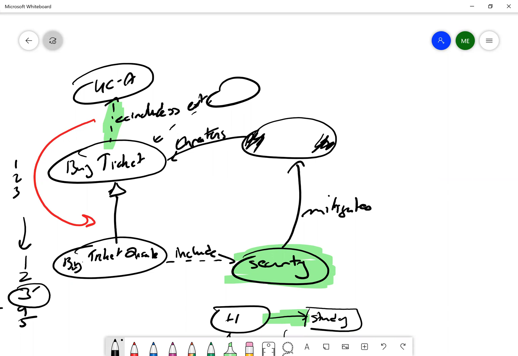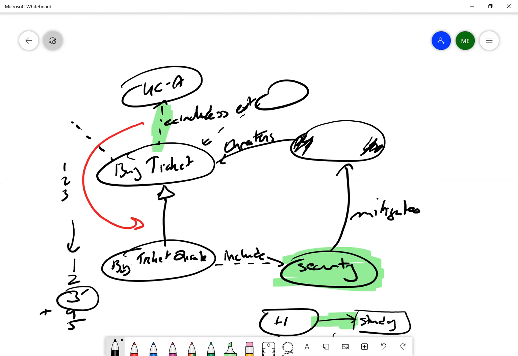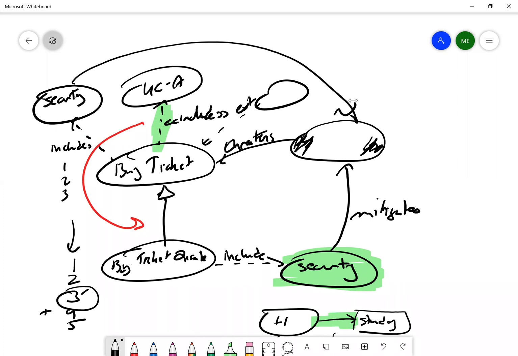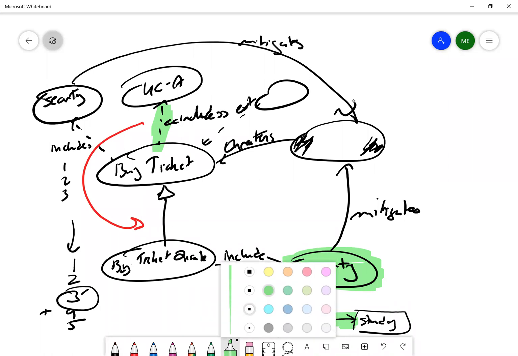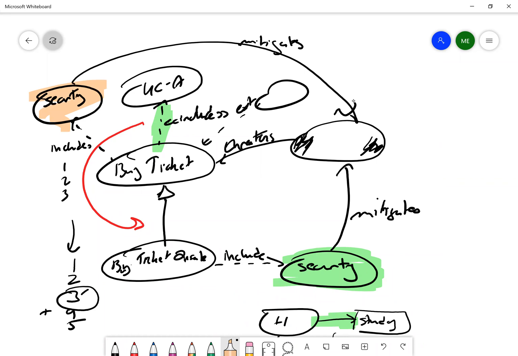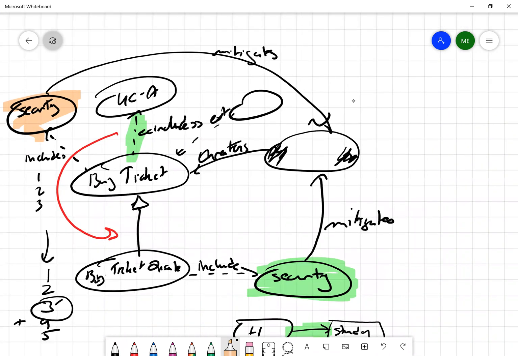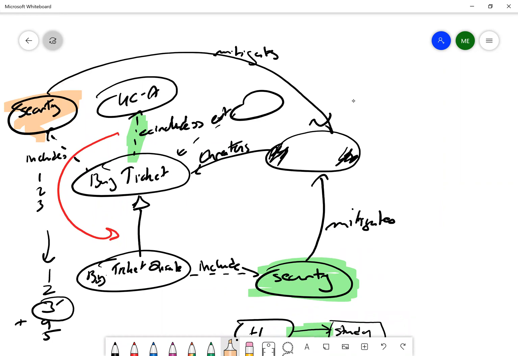All right. Now, if I have an include over here, I think about it in the other sense. And this is some sort of a security use case, and I do an include, and this is mitigating that one over here. So this is a mitigates. Now, does the one that is highlighted in orange, does it apply and does it defend the buy ticket online? The child use case, does it defend the child use case? Does it? Guys at home, what do you think?